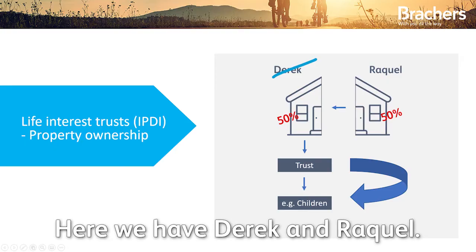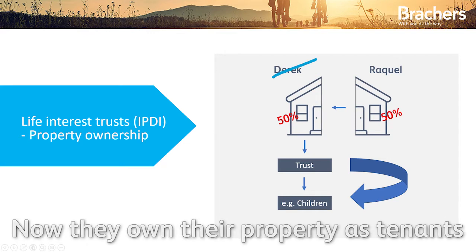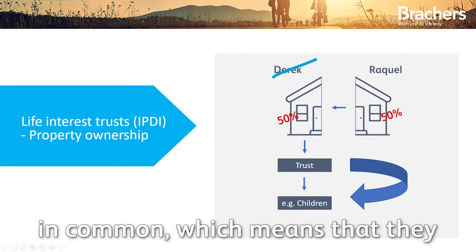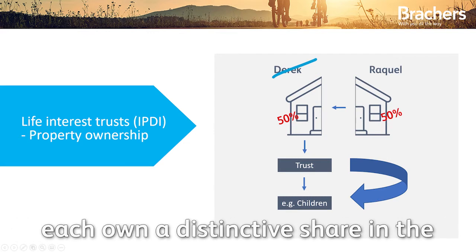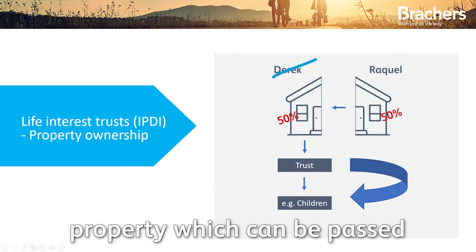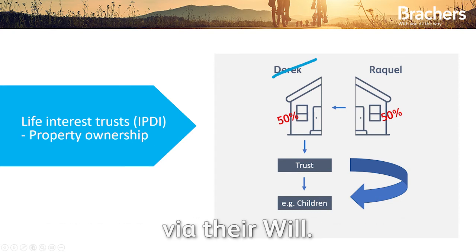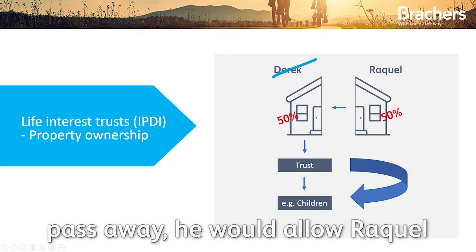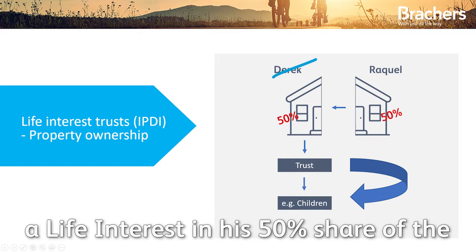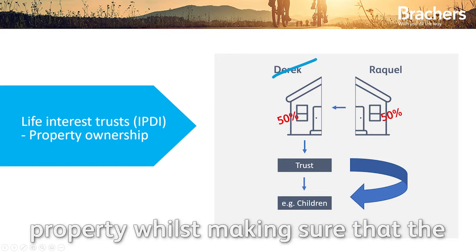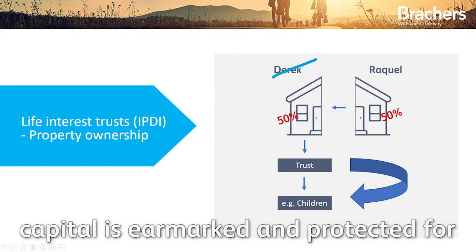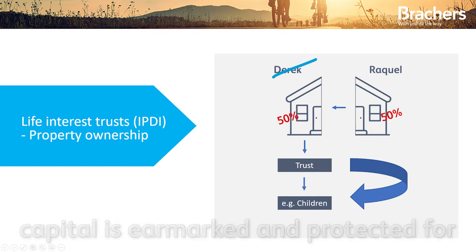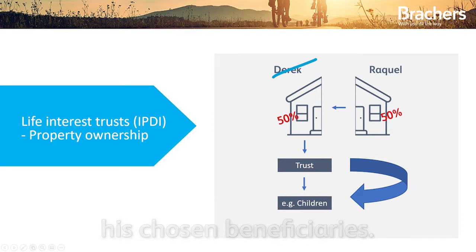Here we have Derek and Raquel. Now, they own their property as tenants in common, which means that they each own a distinctive share in the property, which can be passed via their will. Now, in this instance, if Derek were to pass away, he would allow Raquel a life interest in his 50% share of the property, whilst making sure that the capital is earmarked and protected for his chosen beneficiaries.